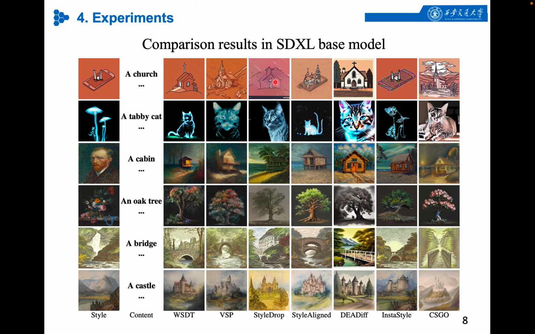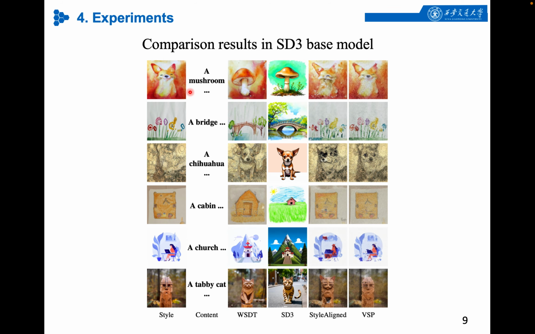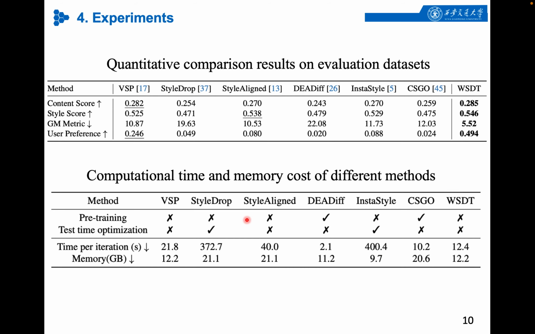We validate the effectiveness of our method on an evaluation dataset. We first implement our method using SD-XL as the base model. As can be seen, compared to other methods, our method generates high-quality stylized images. Not only is the style consistent with the style reference image, but it also effectively reduces the content leakage problem. Our method can also be extended to the SD3 model based on the transformer architecture. Our method also outperforms other methods in terms of quantitative indicators. At the same time, our method does not require pre-training or test-time optimization and has high generation efficiency.